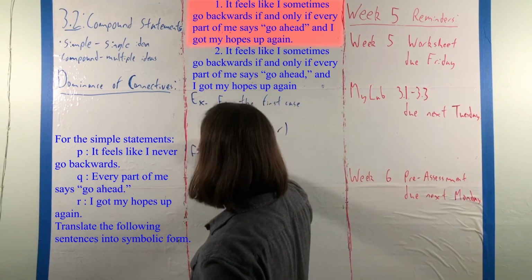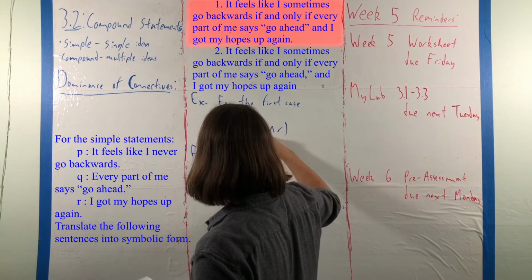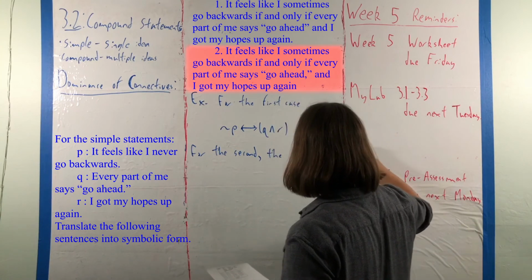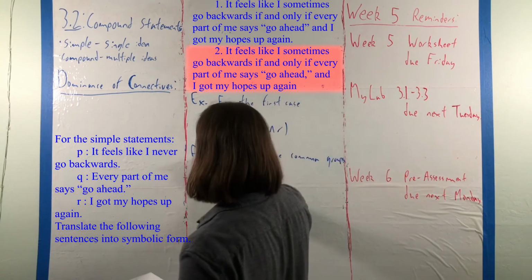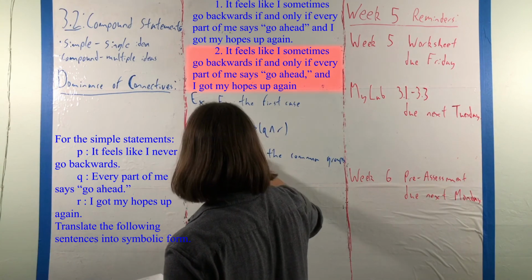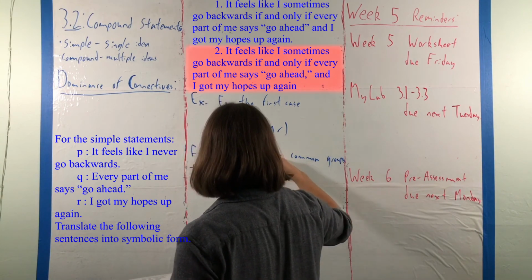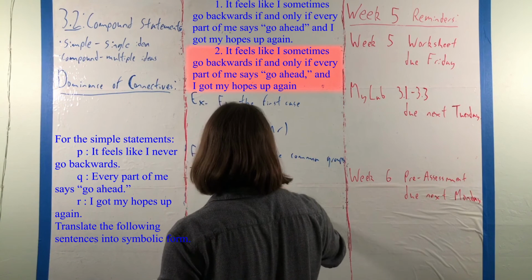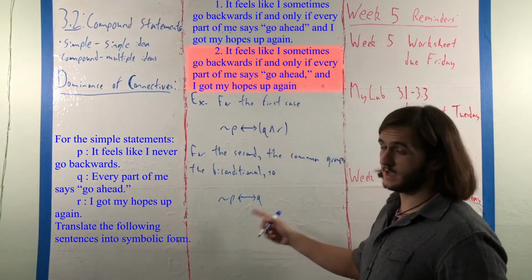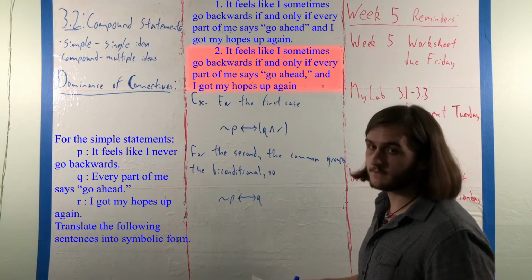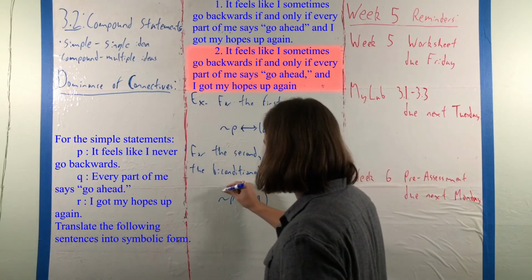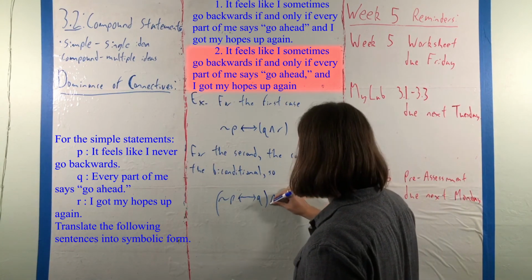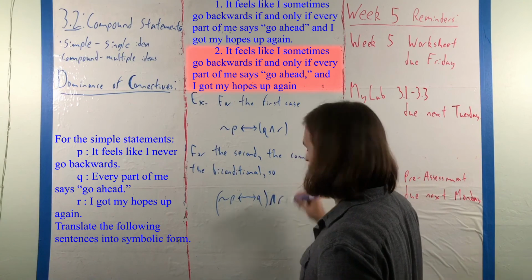On the other hand, for the second, the comma groups the biconditional term. So there, we still have not P if and only if Q, but because the comma comes after Q in this case, that is, the comma comes after every part of me says go ahead, that whole thing gets grouped together in parentheses, and then we tack on the conjunction at the very end.